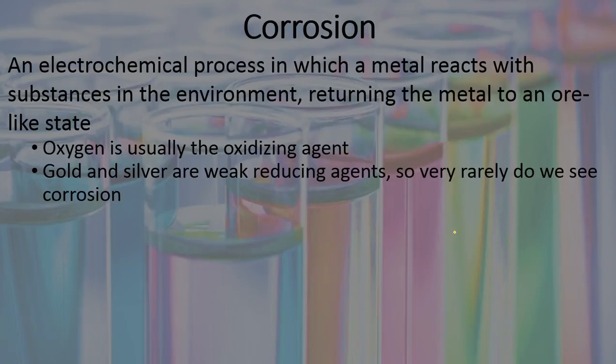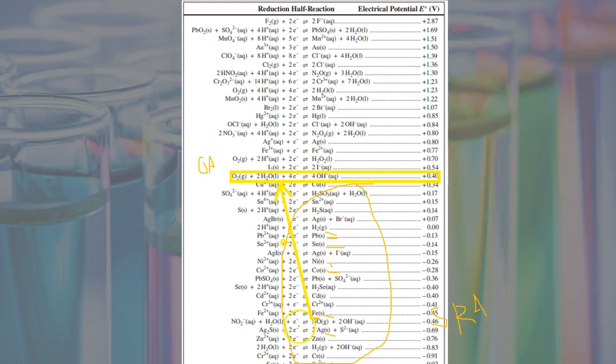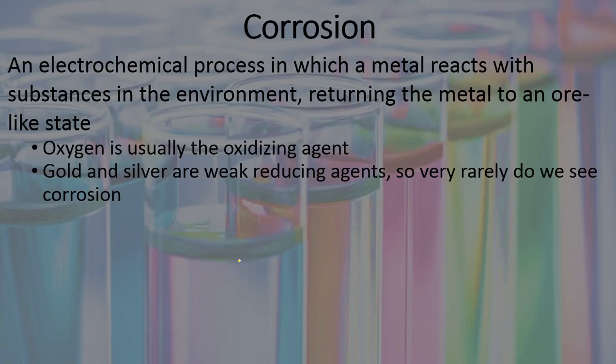So just to reiterate what I said, corrosion is an electrochemical process in which a metal reacts with a substance in the environment, returning the metal to an ore-like state. Iron here would give up its electrons for this reaction to happen, and then I would have iron ions, which would more than likely combine with oxygen in the atmosphere. That's how we get that ore. So oxygen is usually the oxidizing agent, and as we've seen in the reaction there, it has to be combined with water for this to happen.